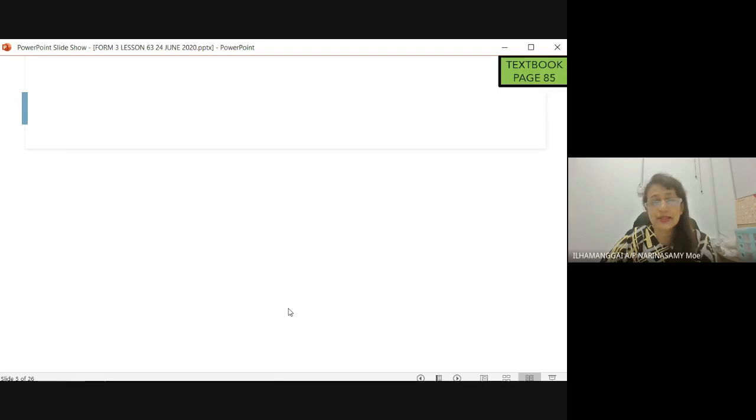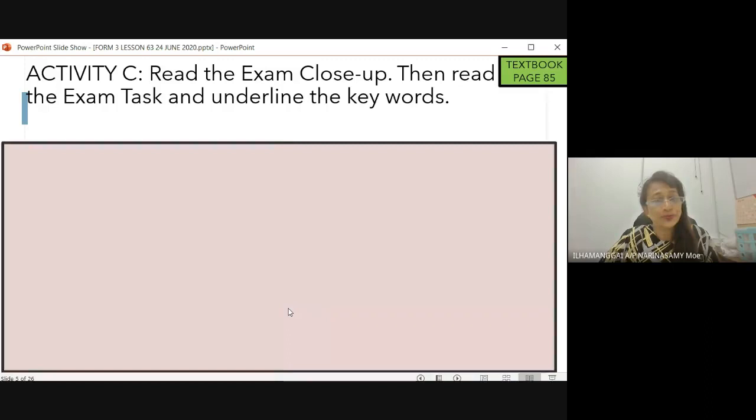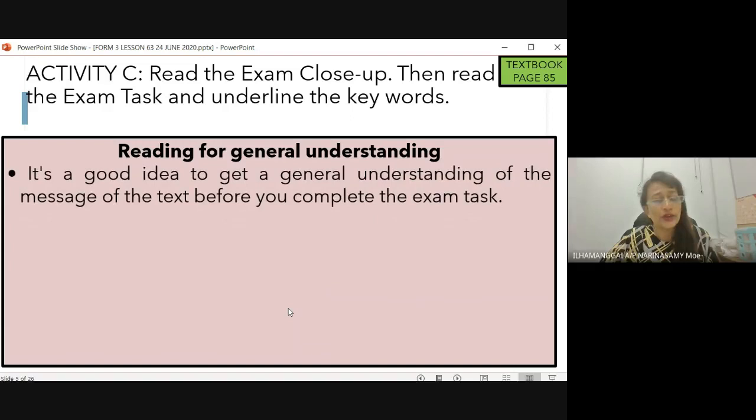Textbook page 85, which is activity C. Read the exam close-up, then read the exam task and underline the keywords. That is exactly the instruction in activity C. So, first of all, the exam task. This is the exam close-up: reading for general understanding.